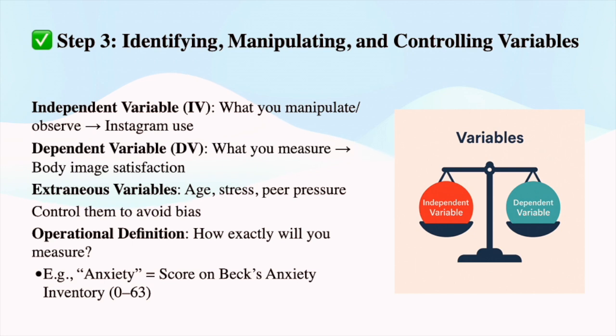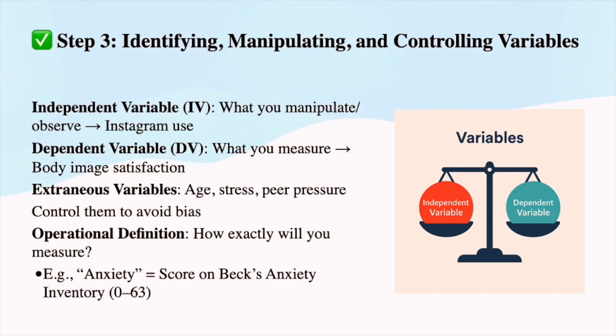Think of variables as the ingredients in your study. The independent variable is what you change or observe, like Instagram use. And the dependent variable is what you measure, like body image satisfaction. Then there are extraneous variables, things you didn't plan to study but might influence your results, like age, stress, or social support. You have to try to control these to keep your study clean.